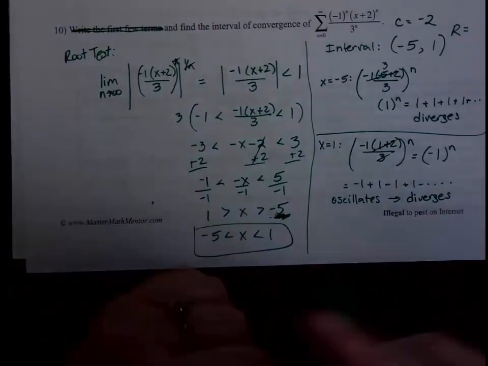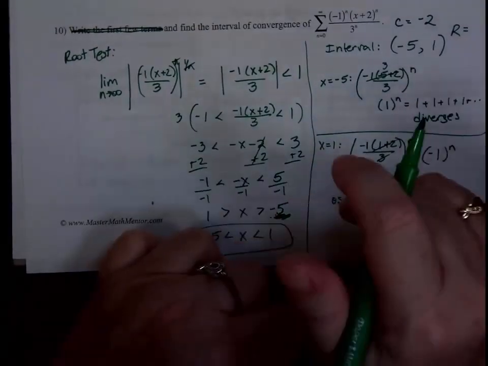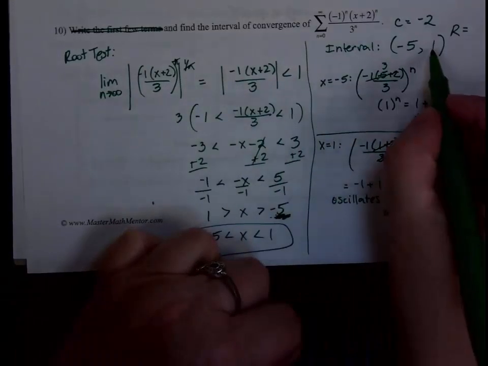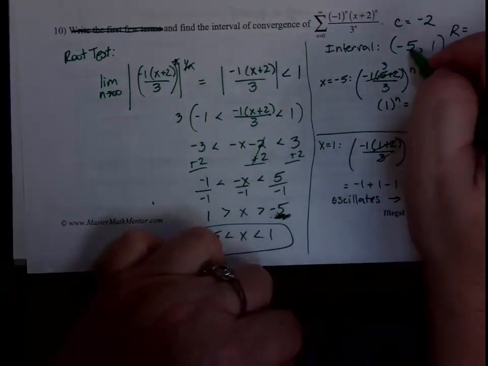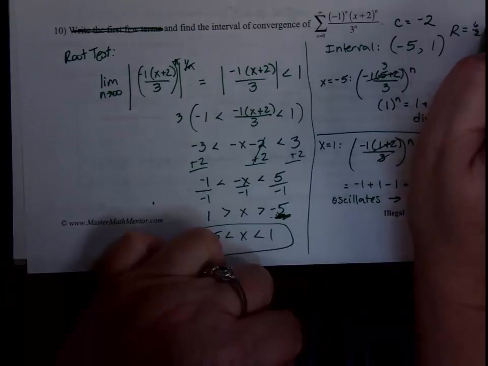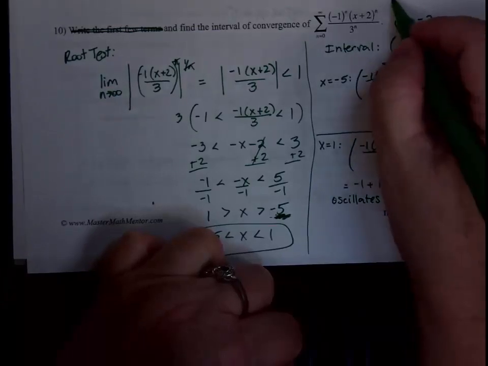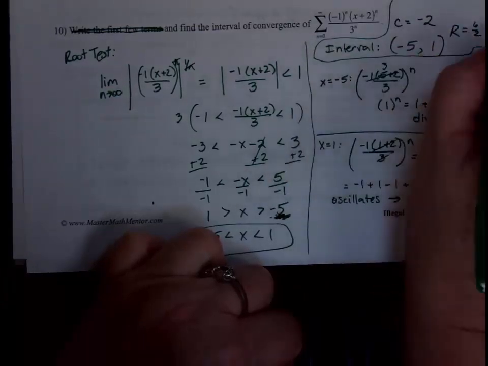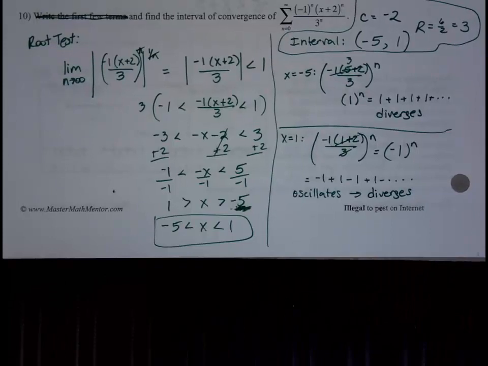Okay, tell me what R is. It is 1 minus -5, which is 6, divided by 2, is 3. And there we go. Do you have any questions? So this is power series: writing it out, finding the interval and the radius of convergence. Okay.